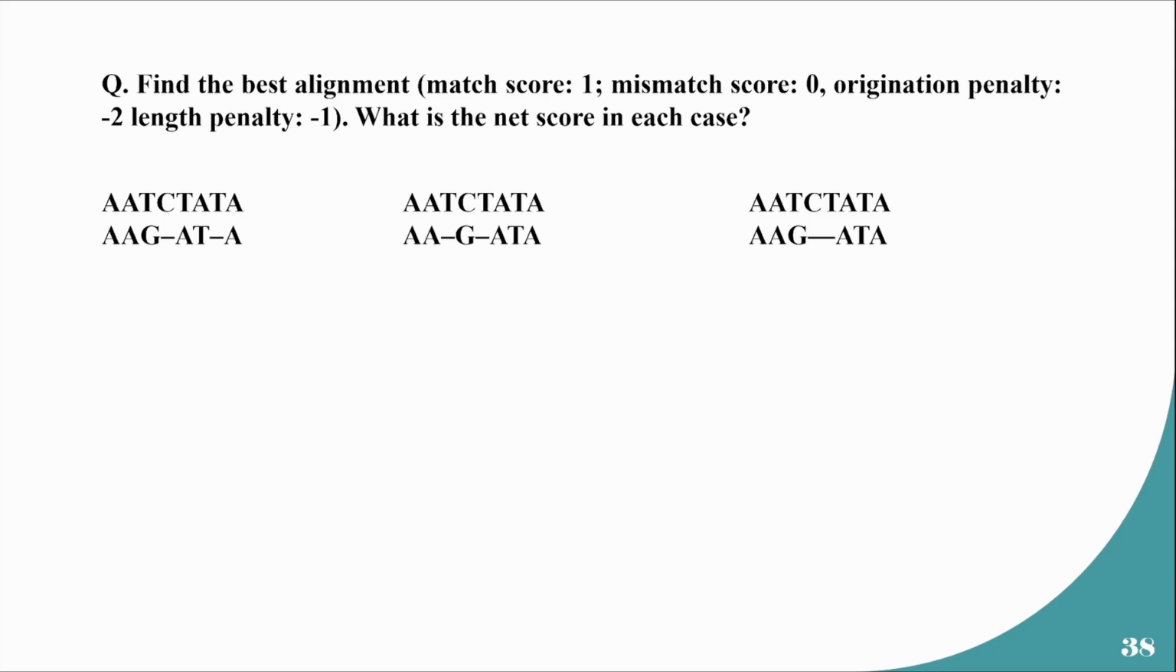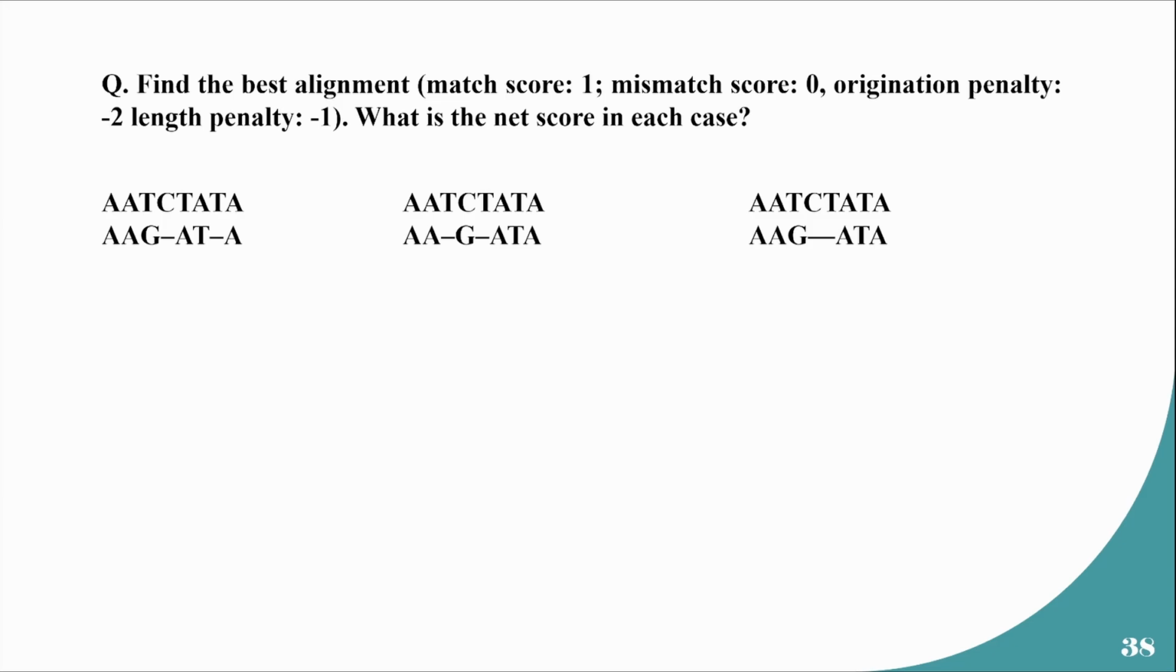Now let us walk through another similar question. So here for two sequences, you have been given three sets of matches. And again, you have been provided the match score of 1, mismatch score of 0. But instead of only one gap penalty, here two gap penalties are introduced. And those are origination penalties and length penalties. And you will notice that the origination penalty is of slightly higher negative value than the length penalty.